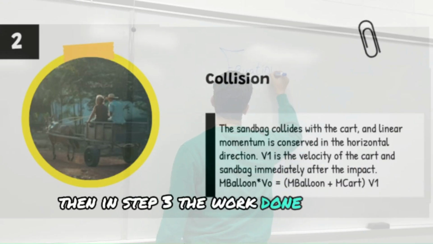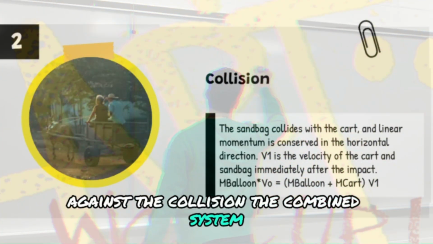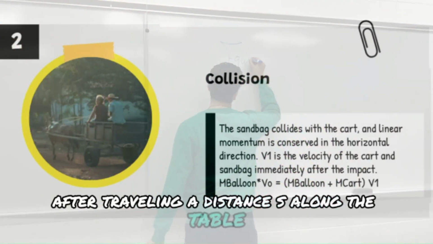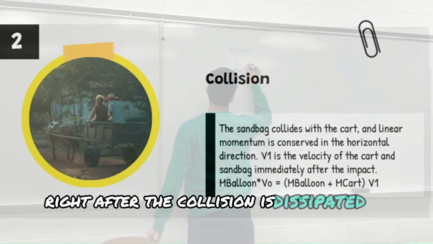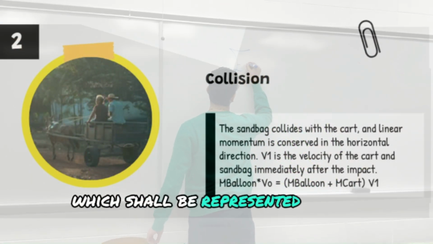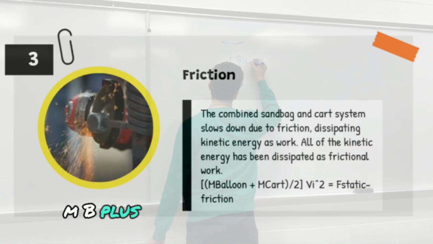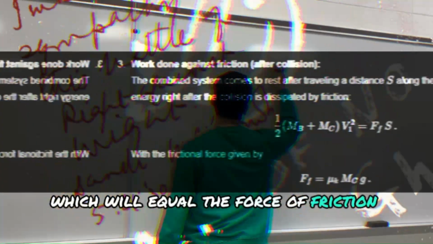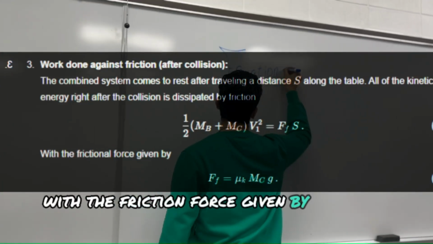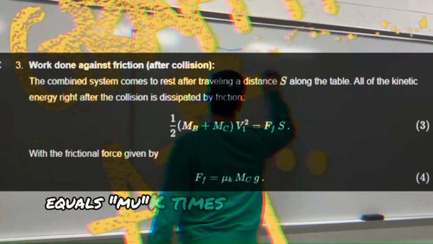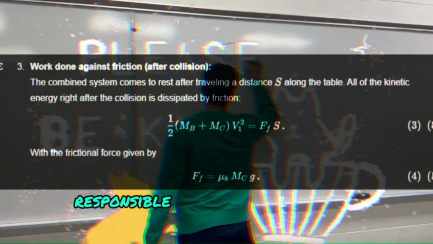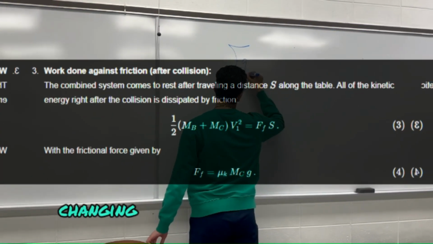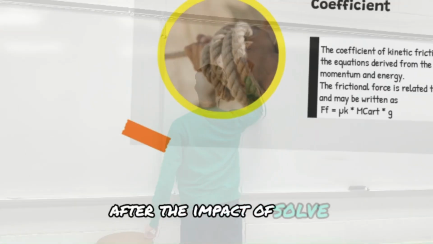Then in step 3, the work done against friction after the collision: the combined system slides a distance s along the table, and all the kinetic energy right after the collision is dissipated by friction. This is represented by 1/2 (mb plus mc) v1 squared equals the force of friction times distance s, with the frictional force equal to mu k times the mass of the cart times gravity. It is possible to combine all these equations to relate the drop height change to the distance s traveled after impact and solve for mu k.